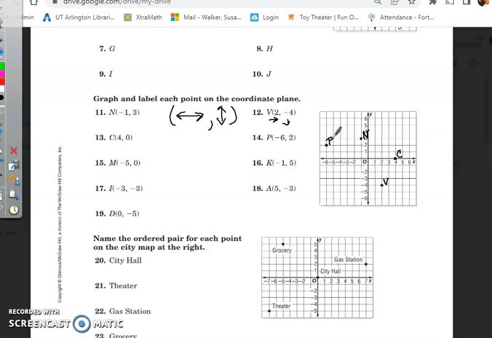Okay, and then let's do 15 and you'll finish up. Actually, let's do 19. So 0 is first, so I do not move right or left. And 1, 2, 3, 4, 5, which is D. No movement, and then down.